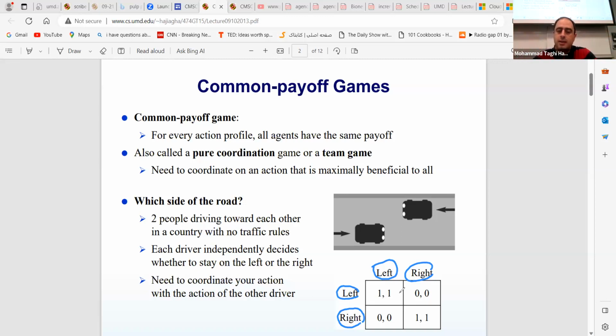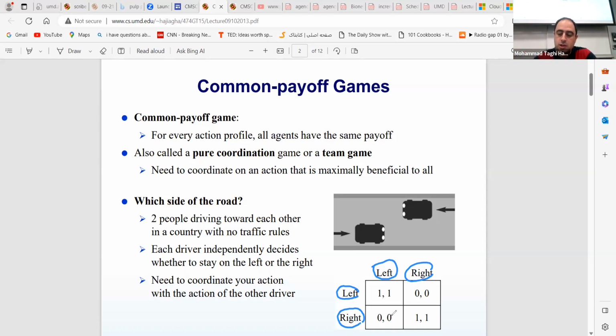As you see, if both of them take the left side of the road, or both of them take the right side of the road, both of them should be fine. So there is no accident, and they get the maximum benefit. But if one takes left and the other takes right, or vice versa, then both of them have an accident and they get payoff zero. So this is called common payoff games and total coordination.